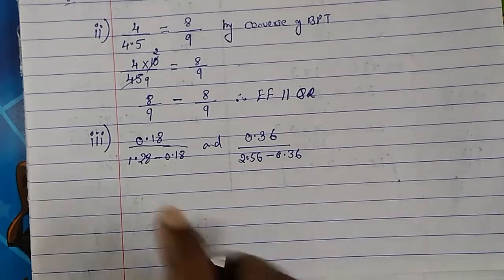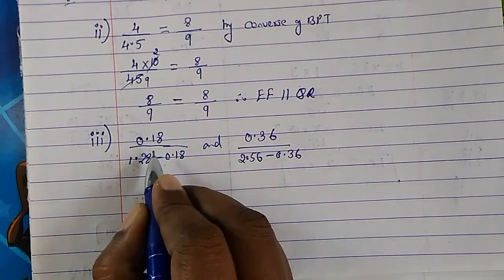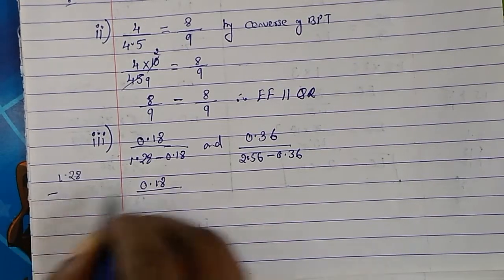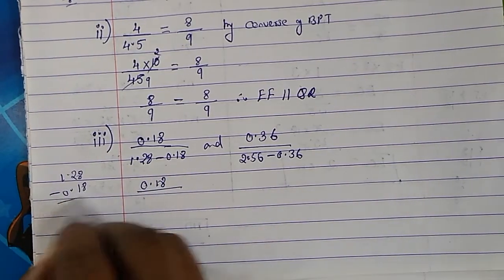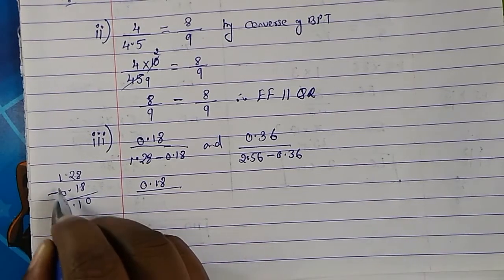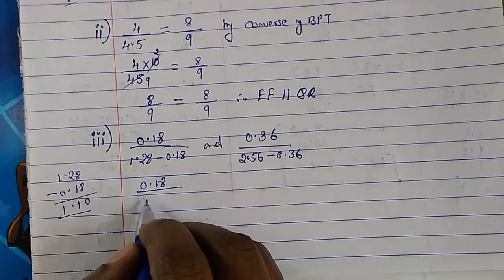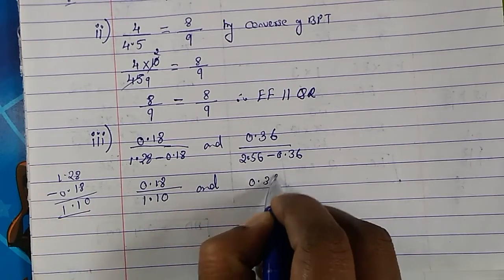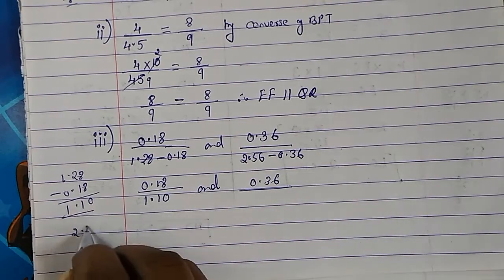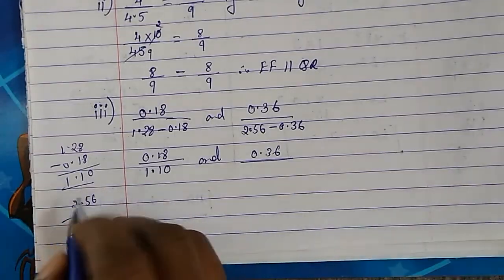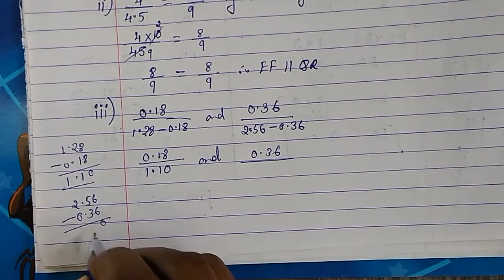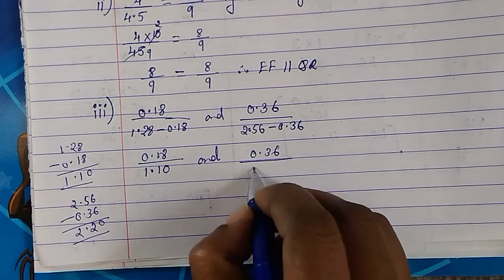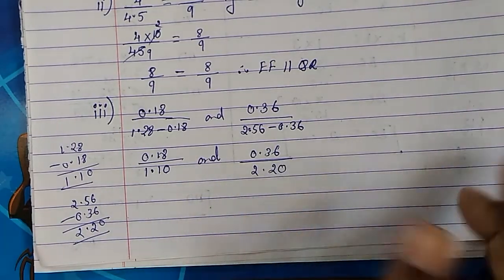Okay. So now let's continue. Now 1.28 minus 0.18, we'll get 0, 1 and 1, so we will get 1.10. And here 0.36 upon 2.56 minus 0.36. So 0, 5 minus 2, 2. 2.20.